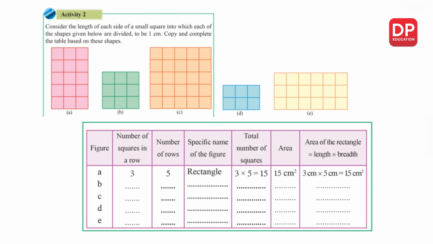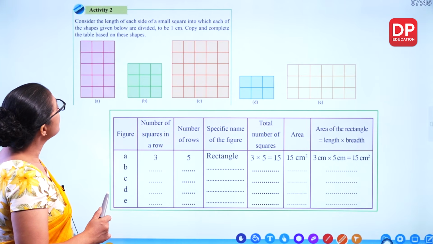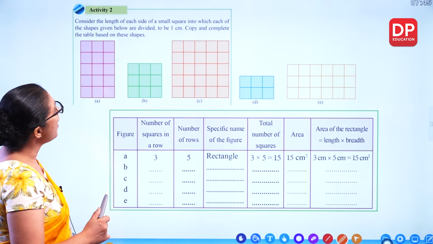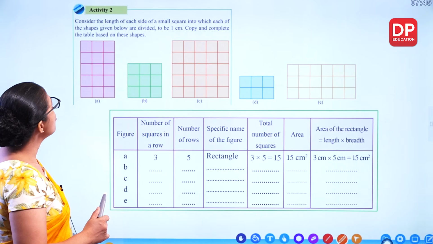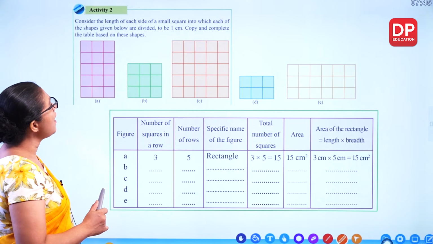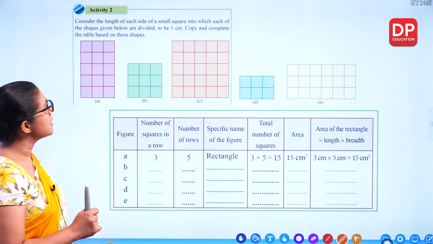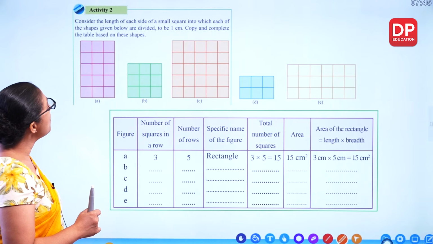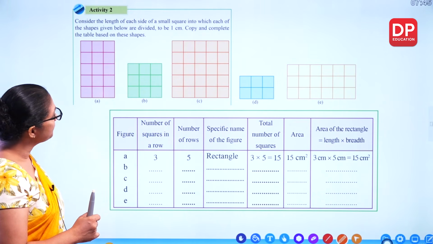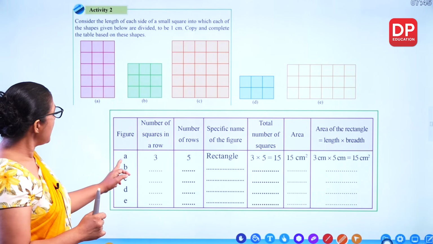There's an activity for you. Consider the length of each side of a small square into which each of the shapes given below are divided to be 1 centimeter. Copy and complete the table based on these shapes. So we'll take the first one.